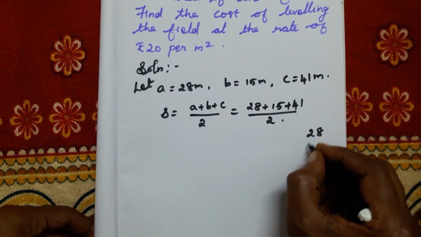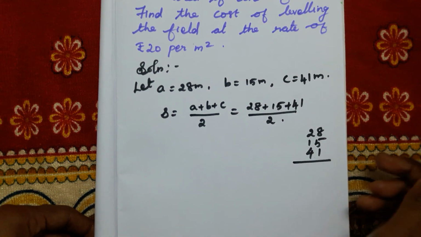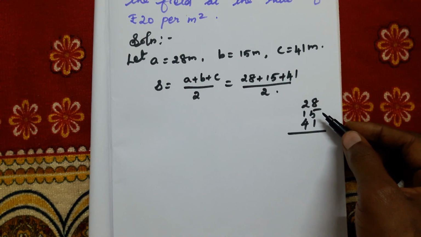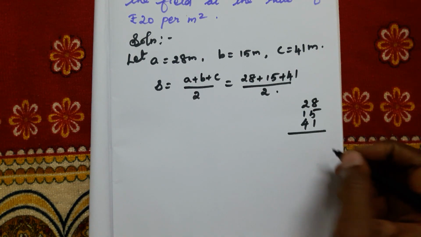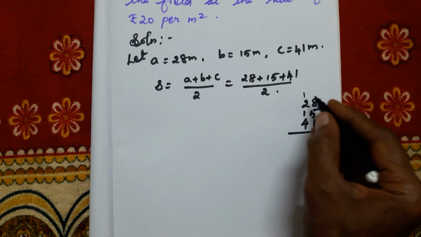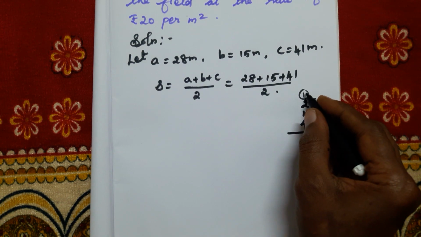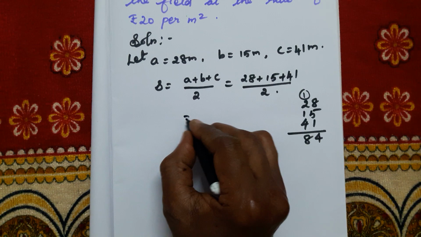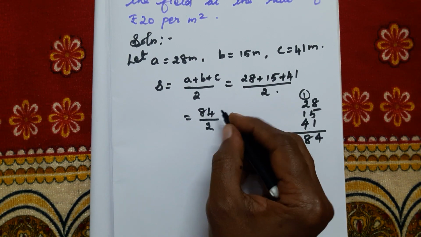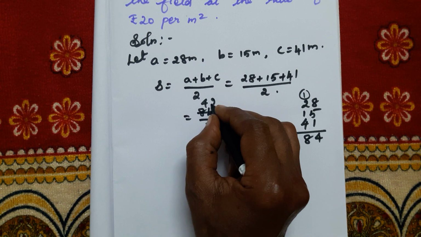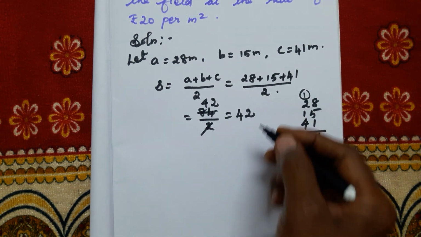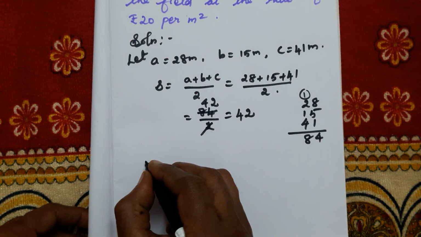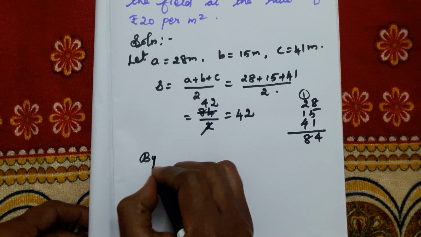Here 28, 15, 41. When we are adding 8 plus 5, 13, 13 plus 1, 14. 2 plus 1, 3, 3 plus 1, 4, 4 plus 4, 8. So 84. It's equal to 84 by 2, which is 42. S is equal to 42. Next, what's the area of the triangle by Heron's formula?